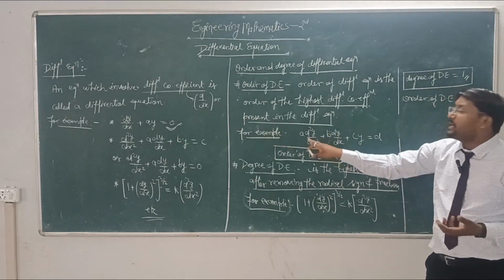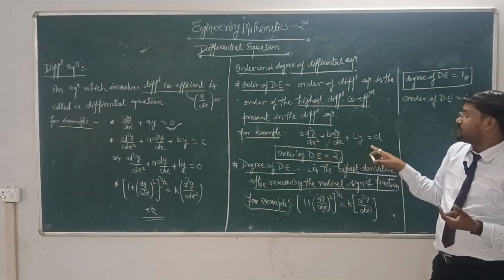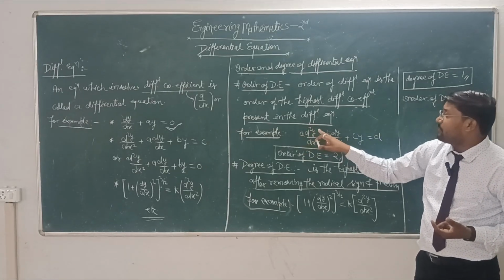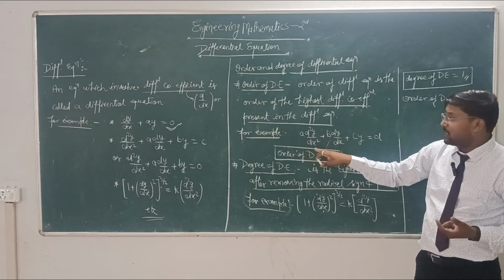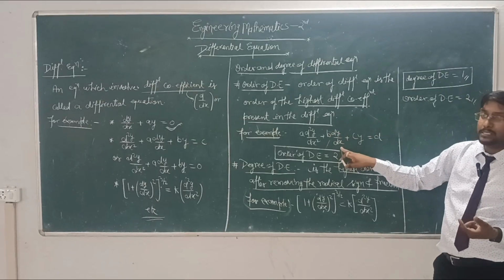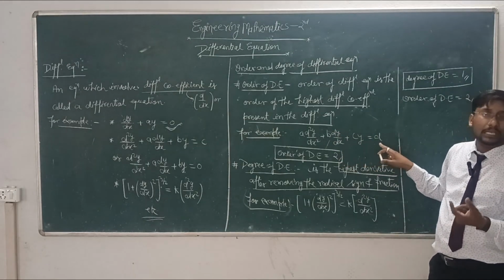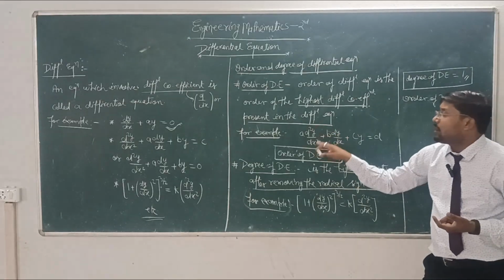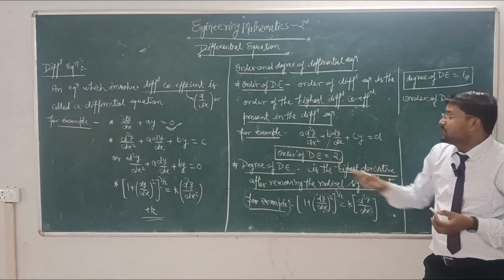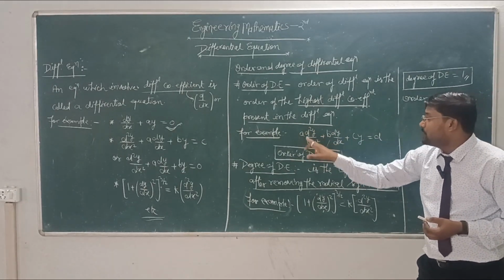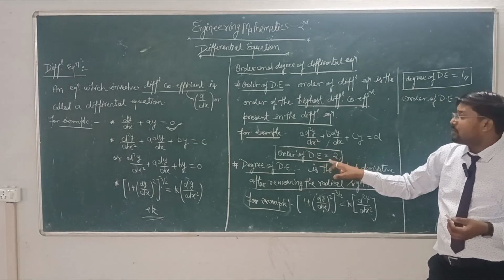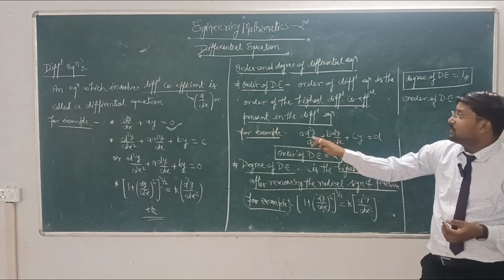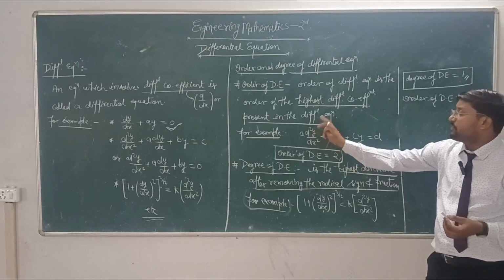For example, we took a differential equation: a d2y/dx2 plus b dy/dx plus cy is equal to 2. This is a differential equation, and 2 is the order of the differential equation, because this is the highest differential coefficient and this power is the order of the differential equation.